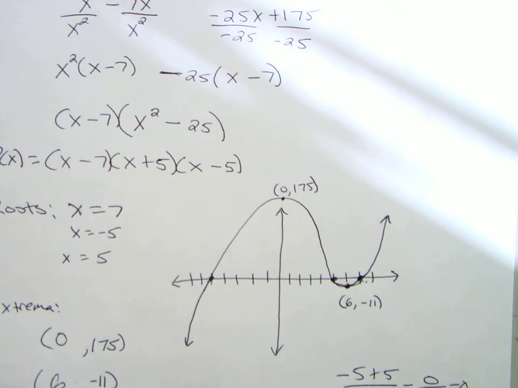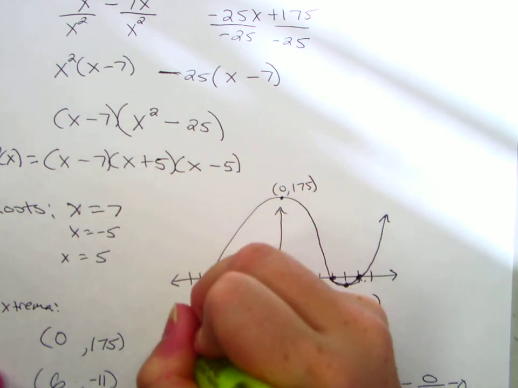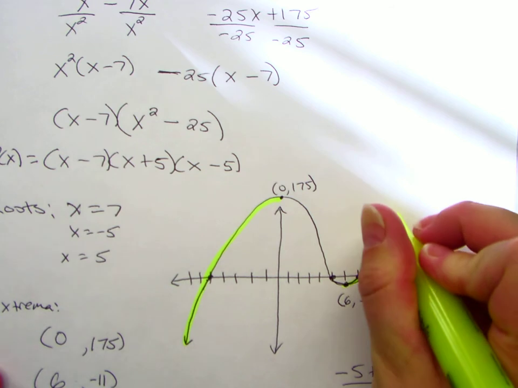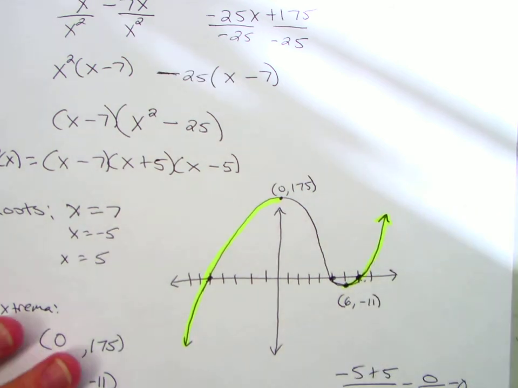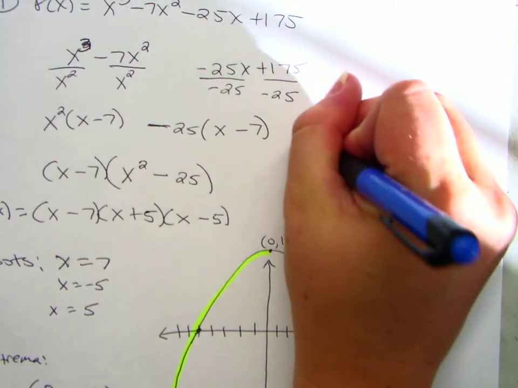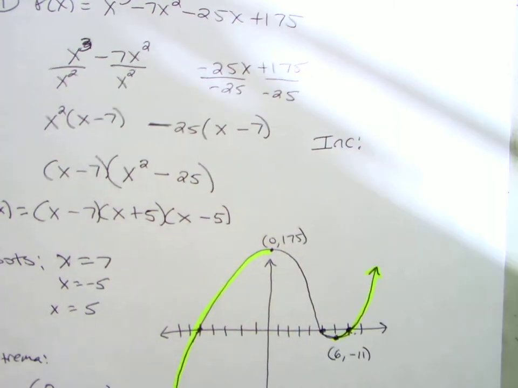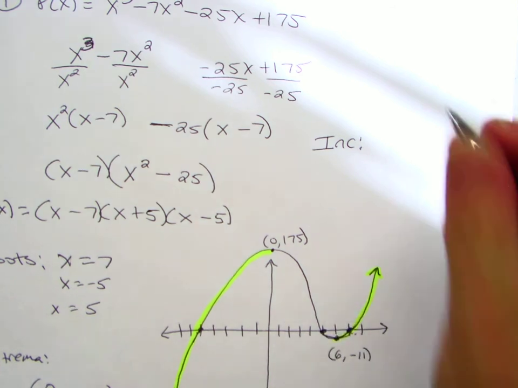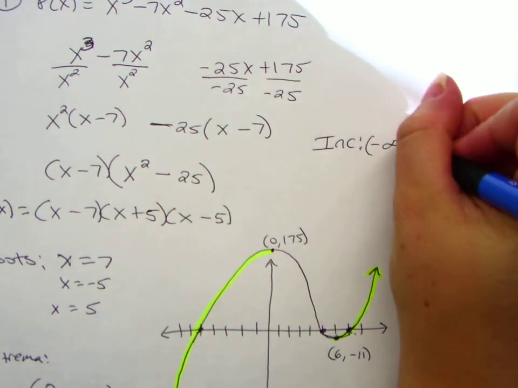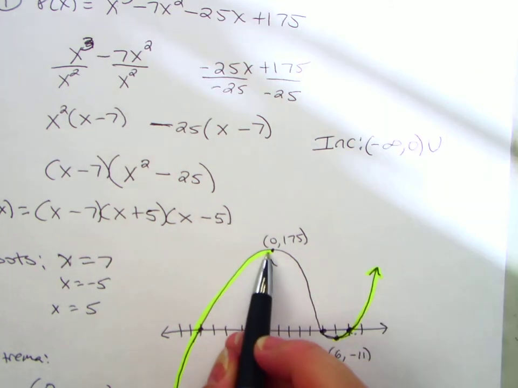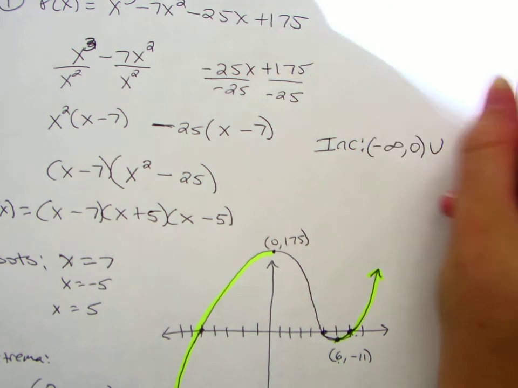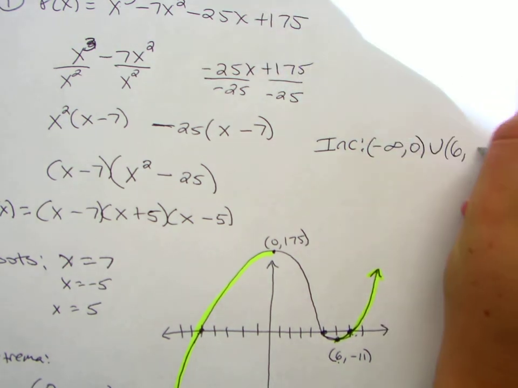So, I like to highlight my increasing. It helps with figuring out increasing, decreasing, where we're going up, left to right. Where is this thing increasing? Where is it yellow? From negative infinity, it increases until 0. Then it's decreasing, and then it starts increasing again at 6, and it never stops, going to infinity.